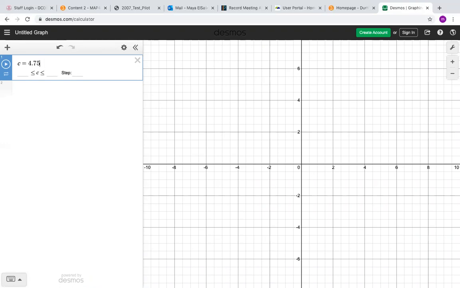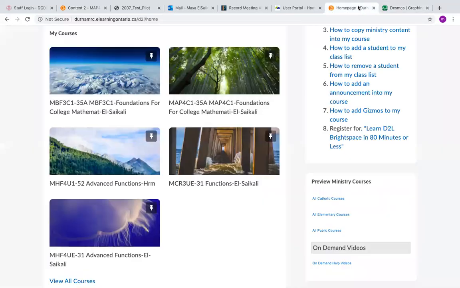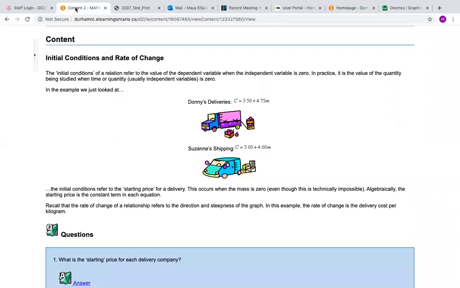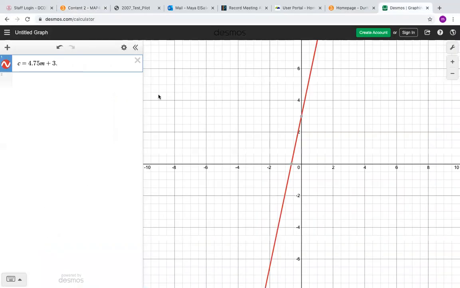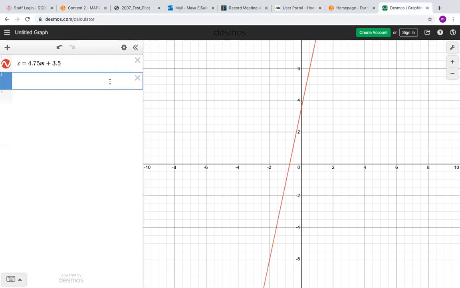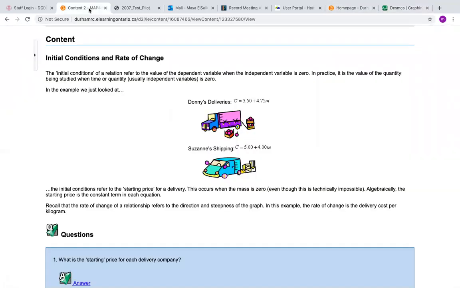C equals 4.75M plus 3.5. And for the second one, C equals 4M plus 5. Let's just double check: 4M plus 5, and 4.75M plus 3.5.